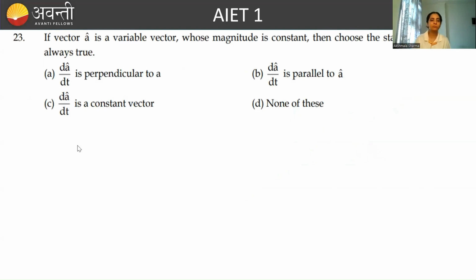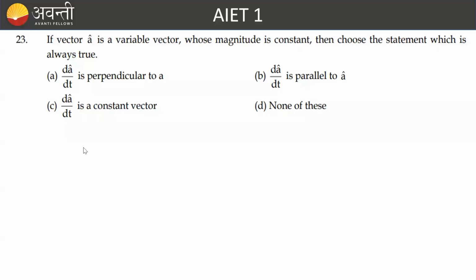Okay. Again, here in the question, we can see that there is a vector A and this is a variable vector whose magnitude is constant, and choose the statement which is always true. Done. So we all have studied calculation of centripetal acceleration. If you have not studied that topic, then yes, we can solve it very easily with use of vector itself. Like there also we will be taking the help of vector only.